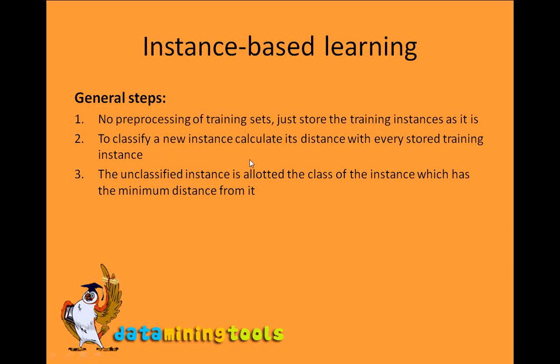Now to classify a new instance, we calculate its distance from every stored training instance by some metric. We'll talk about this later. Now the unclassified instance is allotted the class of the instance which has the minimum distance from it. So basically, from all the distances which we calculated in step 2, to classify this unclassified instance, we use the class of that instance which is nearest to it.